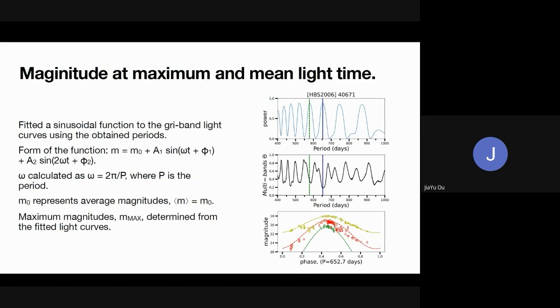when we get the true periods, we fit the light curve function in phase space, just like the bottom of the right hand side. So we fit the I band, R band, G band with a light curve function and get its maximum magnitude, mean magnitude and also the minimum light. Next.